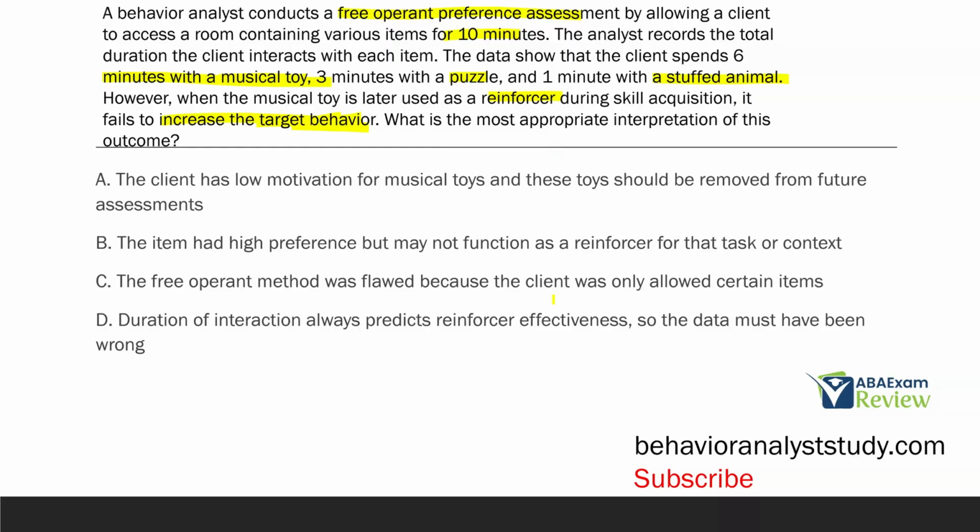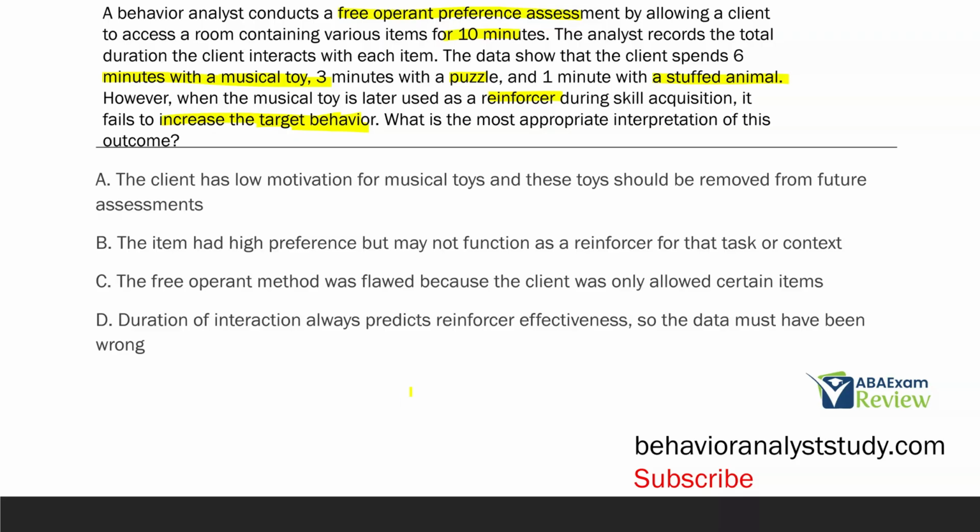C, the free operant method was flawed because the client was only allowed certain items. Well, look, with free operant, we want to allow access to as many things as possible. That's kind of the idea, but it's not going to be possible to allow access to everything. So it doesn't make it flawed because we can only get various items in one room instead of every item ever, right? So C is not necessarily correct.